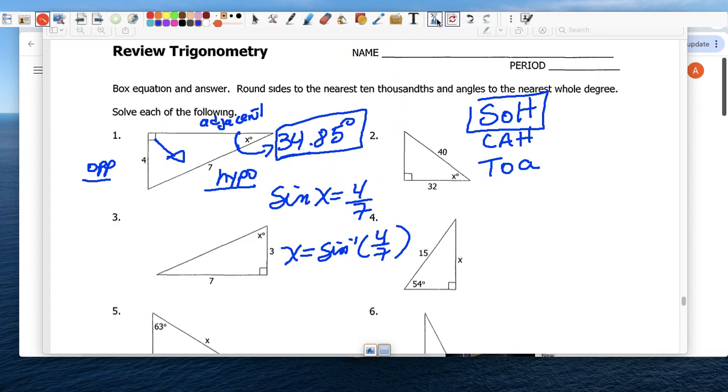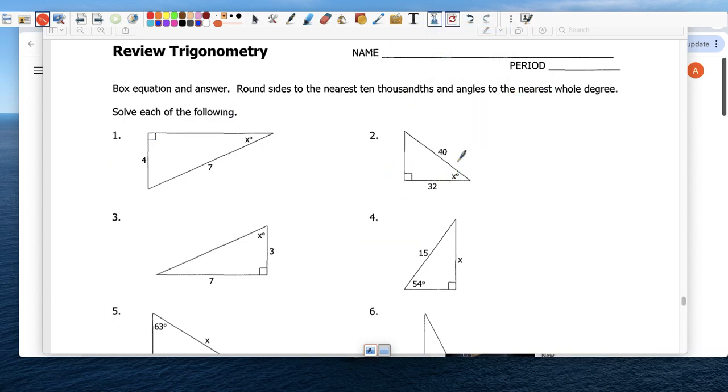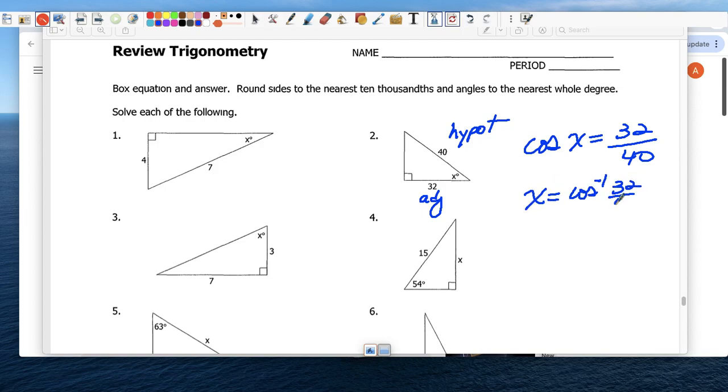So that's that. Second one, again, we're looking for an angle. We have the adjacent. We have the hypotenuse. So this would be cosine of angle x equals the adjacent, which is 32, over the hypotenuse, which is 40. X equals inverse cosine of 32 over 40, or if you want to simplify that, you can. So it's really up to you. Or change that to a decimal, I'm sorry. You can. And we get 36.87.